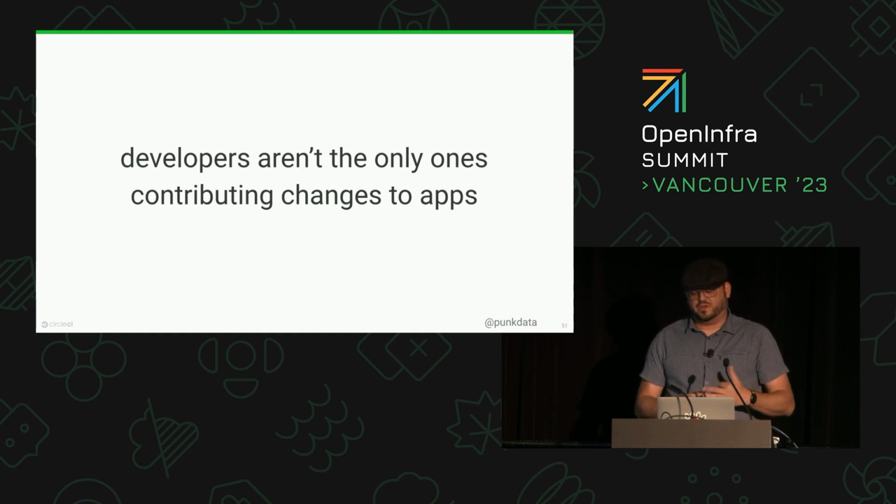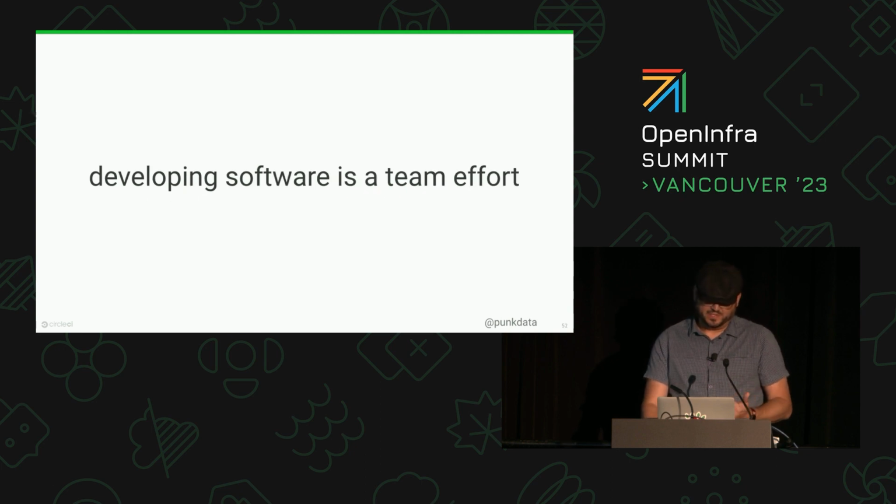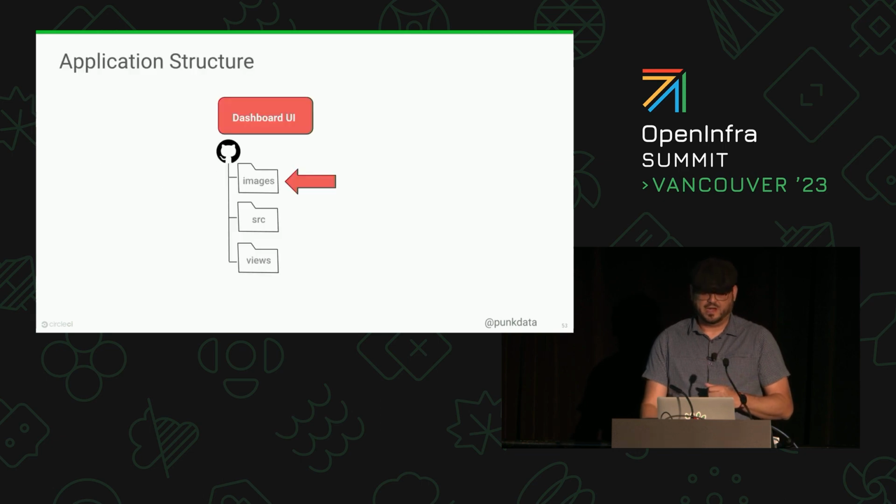And developers aren't the only ones contributing changes to your applications. For instance, we have graphic designers. We have DBAs who come up with the database schemas. We have network engineers that maybe come up with the infrastructure for the network. We also have security officers that also provide some sort of collaboration around the software. So let's talk about the application structure.